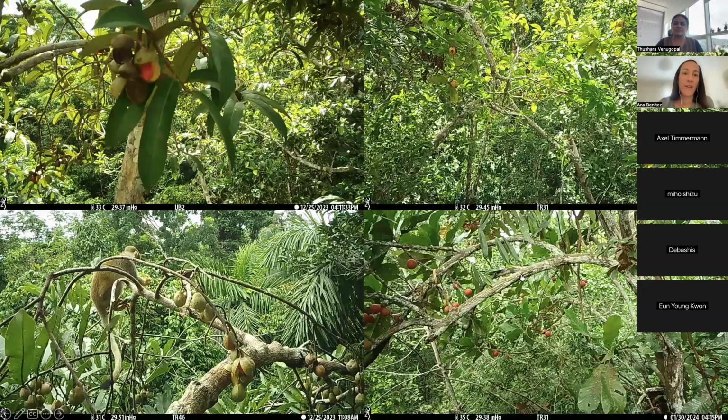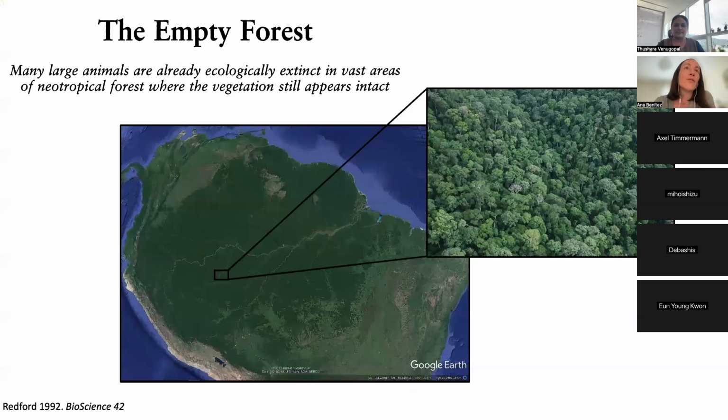So this links to the concept of the empty forest, which is a term that was coined by Redford some years ago. It relates to the fact that we can have these very intact, apparently undisturbed tropical forests, but that can actually be empty, devoid of animal populations because of overhunting and overexploitation. And this is still very difficult to quantify and track because we cannot use remote sensing to actually see what's going on under the canopy.